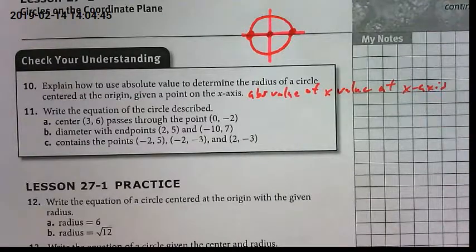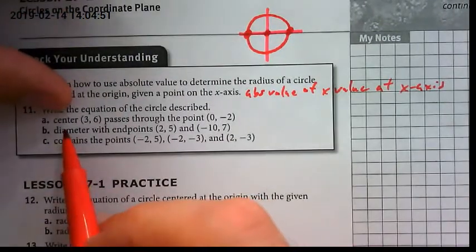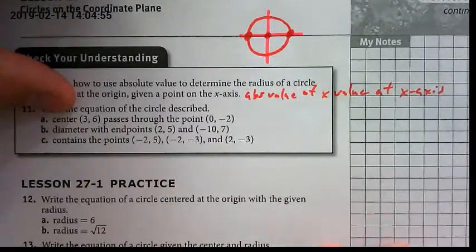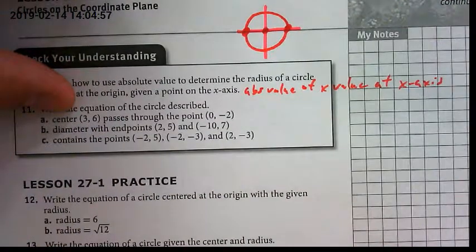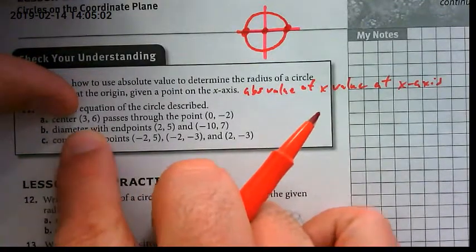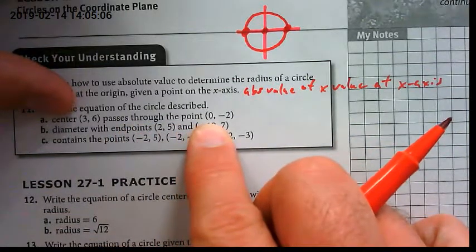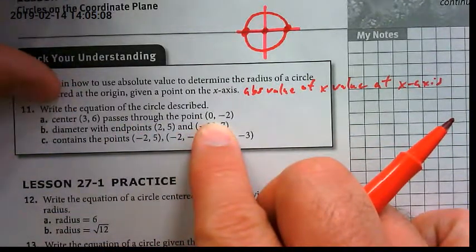All right, so for A, it says we have a center at 3, 6. Yeah. So the center is at 3, 6. And it passes through the point 0, -2.